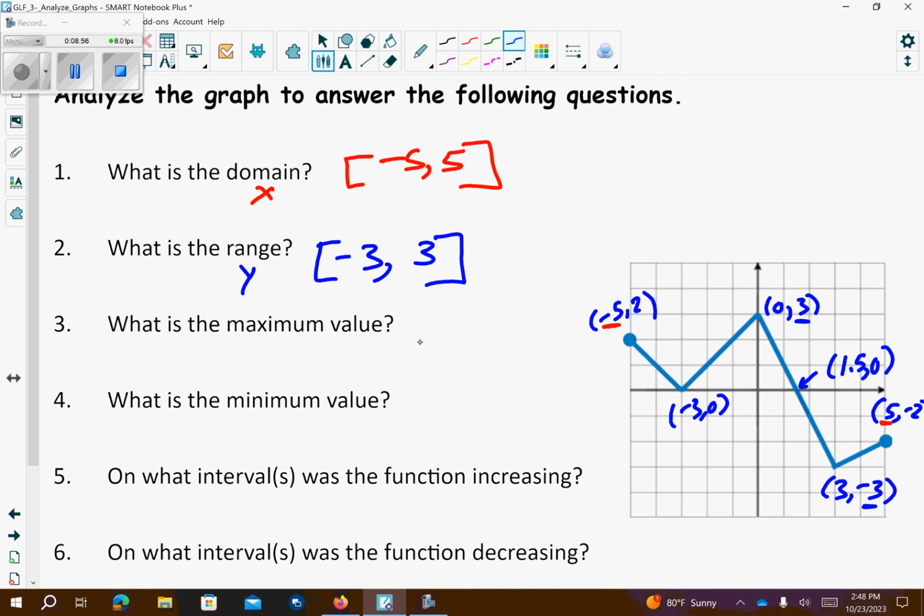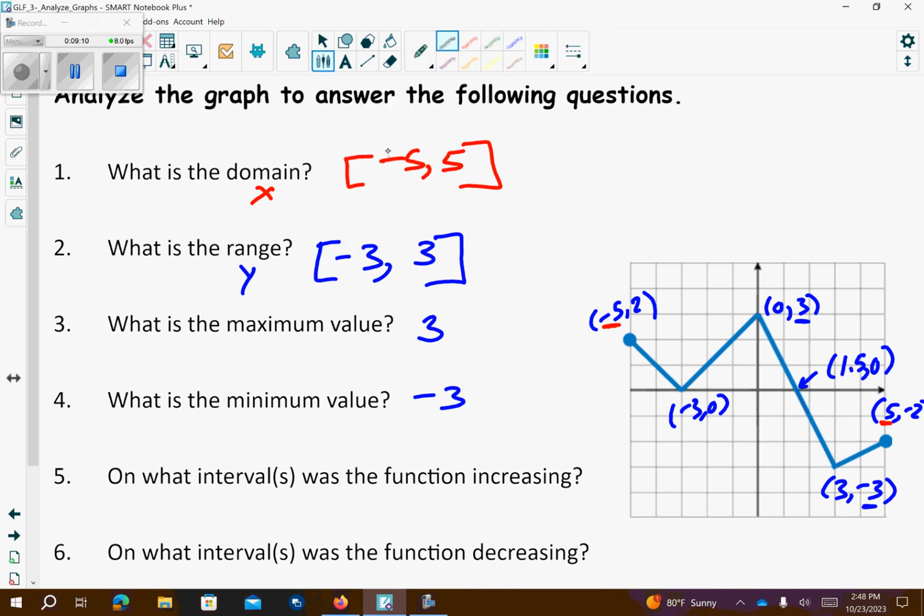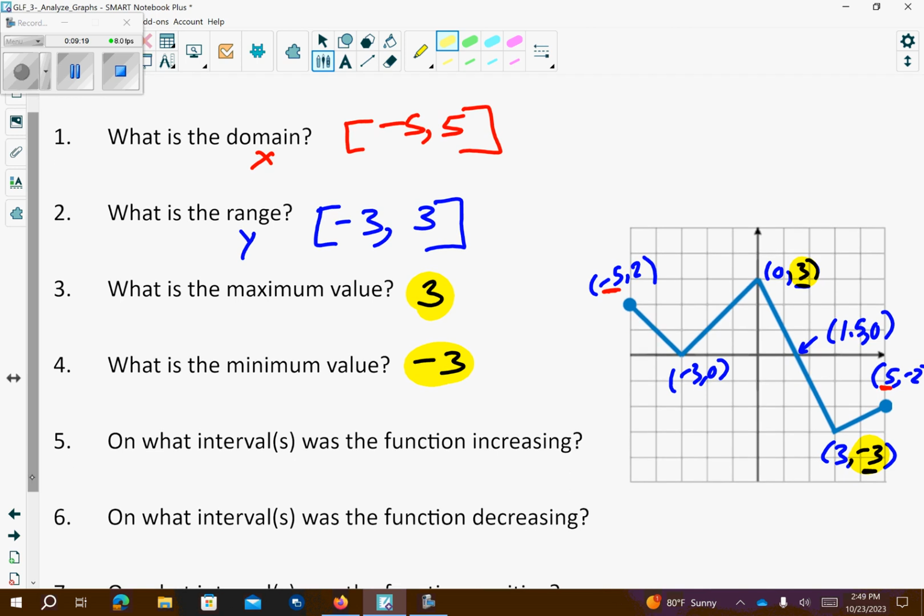What is the maximum value? The maximum value, look at your highest y value, and that is 3. What is my minimum value? I'm going to look at my smallest y value, which is -3. Okay, so let me just kind of highlight those. So this value came from here. This value came from here, the highest x and y values.